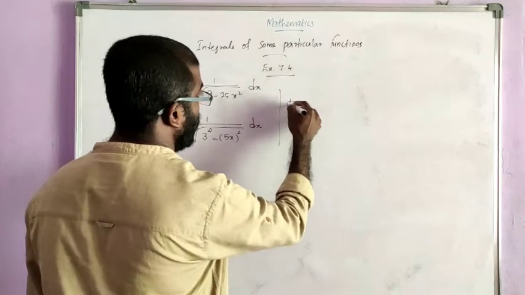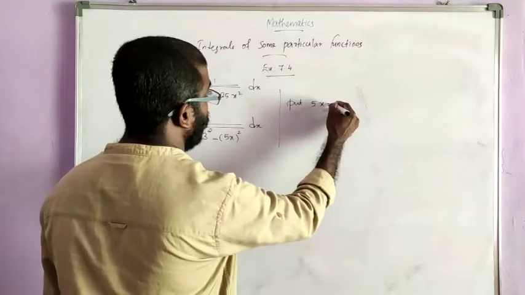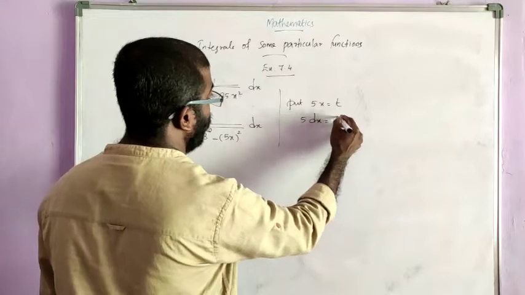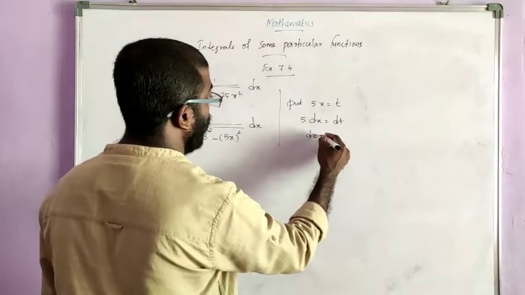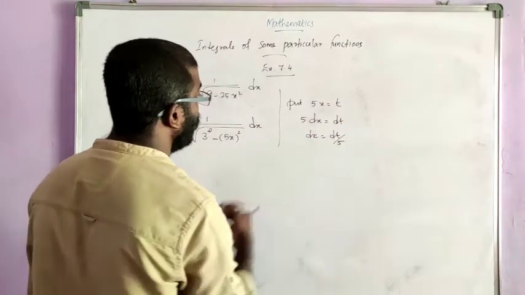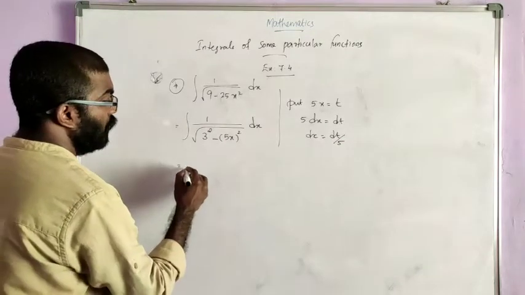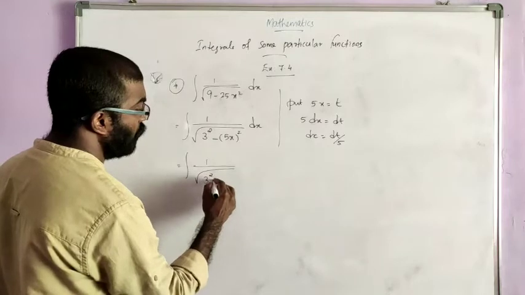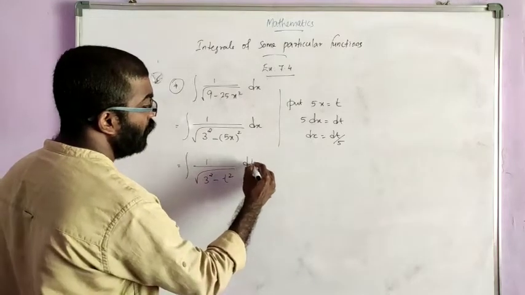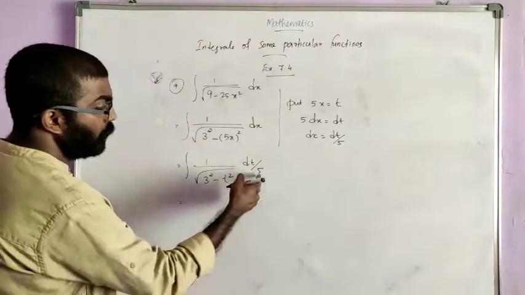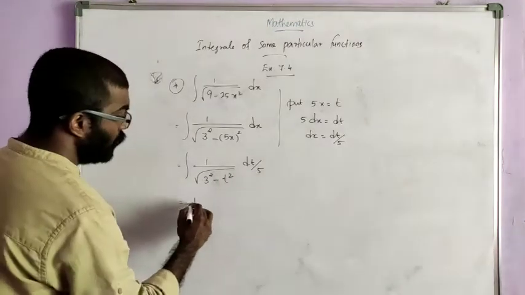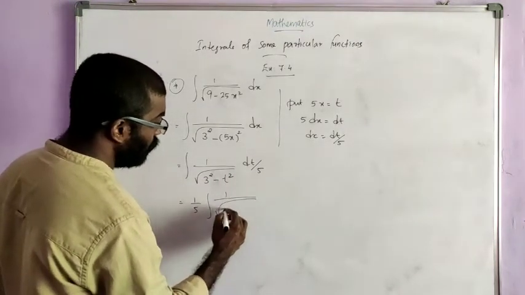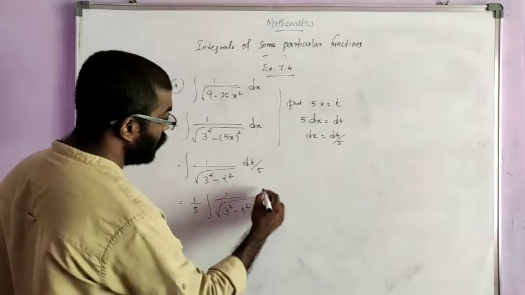So we can replace 5x by t. Put 5x is equal to t, 5 dx is equal to dt, dx is equal to dt by 5. So here integral 1 by root of 3 square minus t square dt by 5. This 1 by 5 we can take it out. So 1 by 5 into integral 1 by root of 3 square minus t square dt.